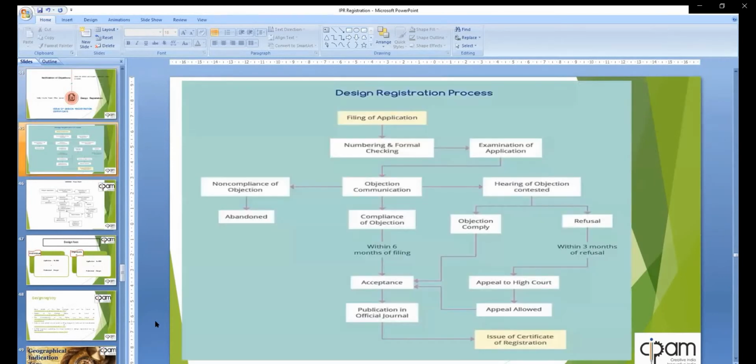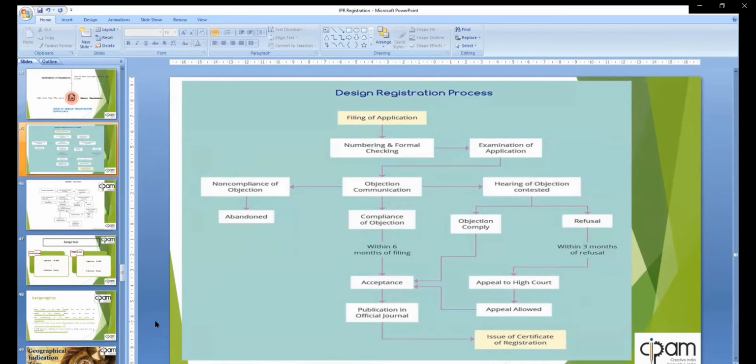So if we look at the detailed process: the filing of application, numbering, formal checking, examination of the application, looking for any existing objections or compliance, then a notice for the objection is given, there is a hearing, and if compliance with the objection is there, then within 6 months of filing, acceptance is there, and the publication in the patent office journal.